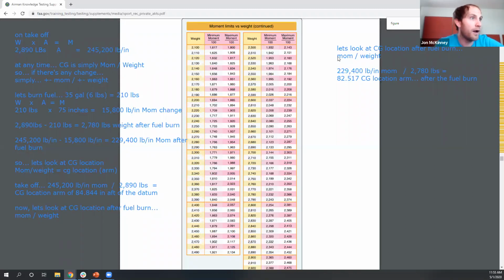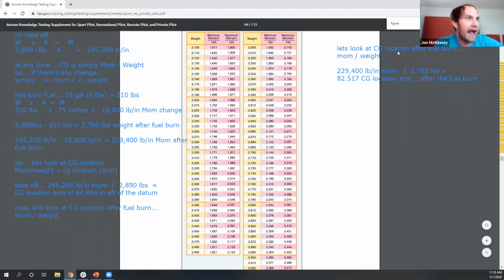So here we are. What are we using? We're using information about after the fuel burn. So here's the information over here. After the fuel burn, we found a weight of 2,780 pounds. So here's 2,780 pounds. The minimum moment we could have is 2232, and the other is 2294. Remember, we have the 2 extra zeros on ours.